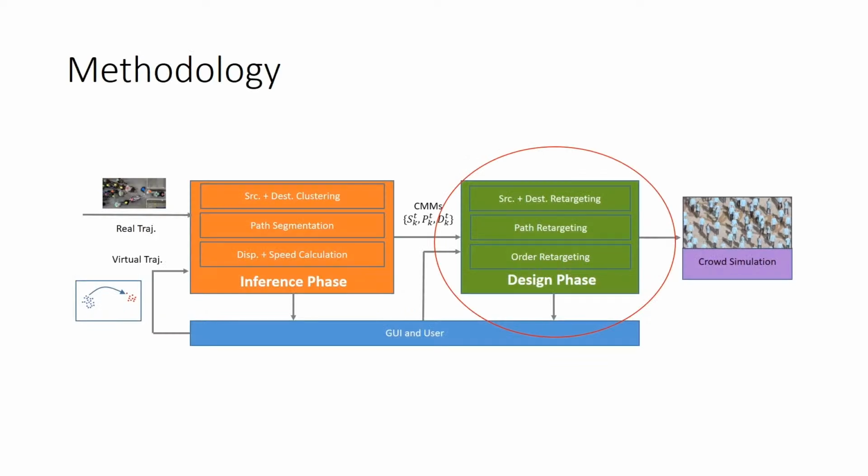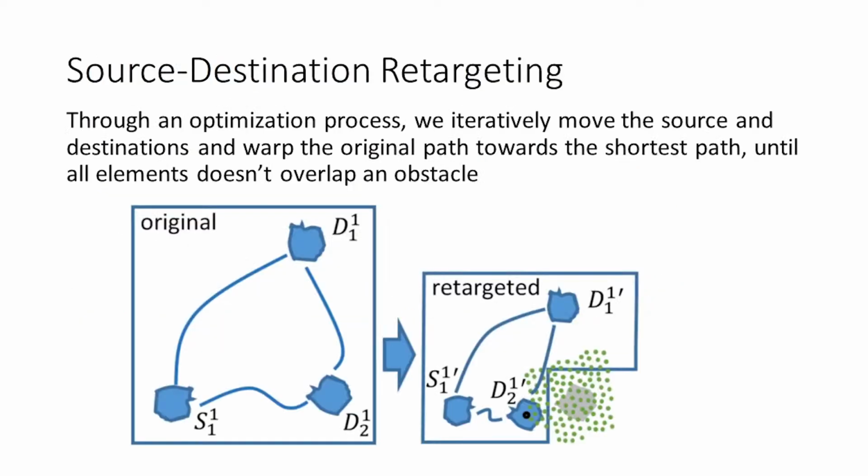Now let's move on to the design phase. Through an optimization process, we iteratively move the source and the destinations when it's moved to a new location. And we also warp the original path towards the shortest path until all elements, including the source and the destination, don't overlap an obstacle.